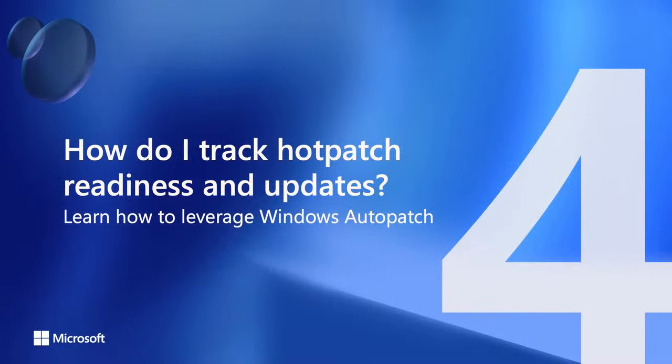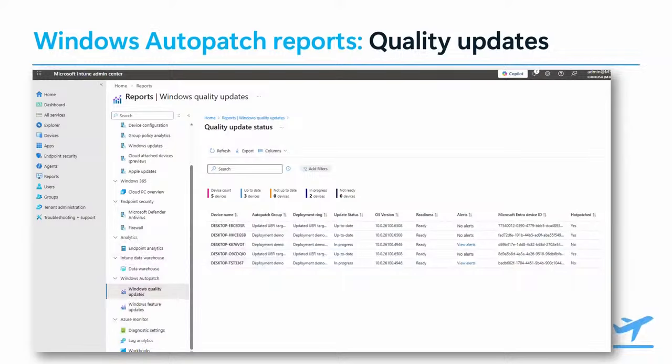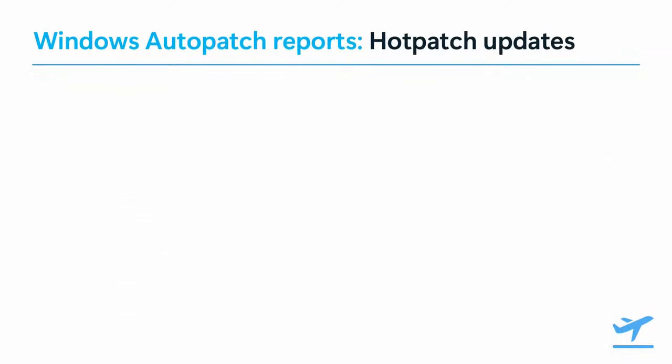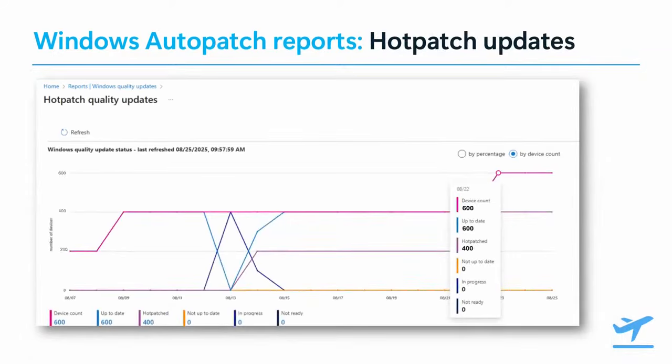Let's move on to learn more about Autopatch and Hotpatch reporting, where you'll go to track Hotpatch readiness and updates. From your Intune Admin Center, you can navigate to Reports and then down to Windows Autopatch to find your Windows quality updates. This first report here shows your quality update status across all of your policies for quality updates. You can add a column here to check for Hotpatched. You can also find a detailed breakdown of the Hotpatch quality updates themselves.